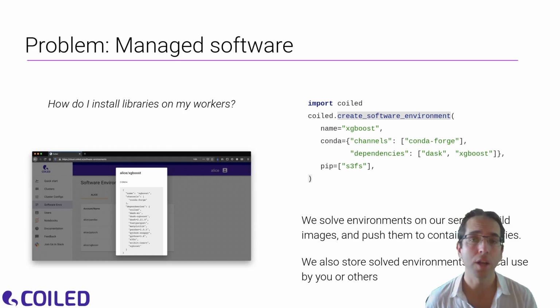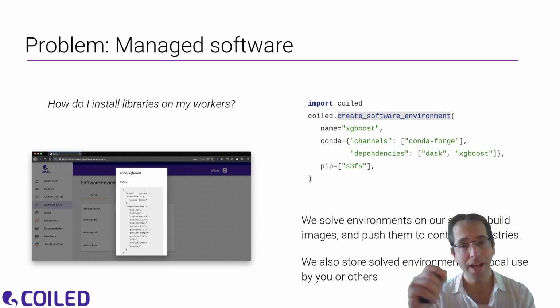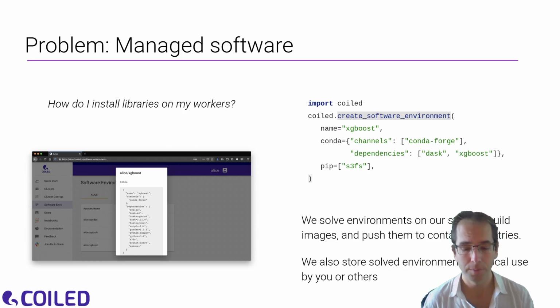You can register software environments with Coiled. You see a screenshot here on the left. And Coiled will solve those for you. It will build them for you. And it will also allow you to conda install them on other machines in the future so that you can match that remote and local development experience.